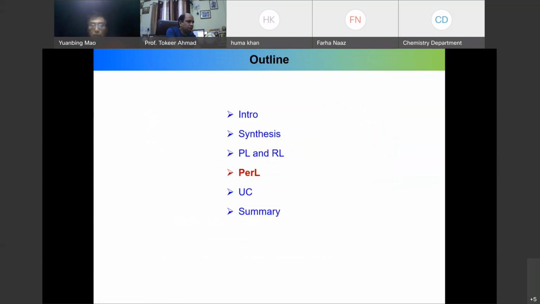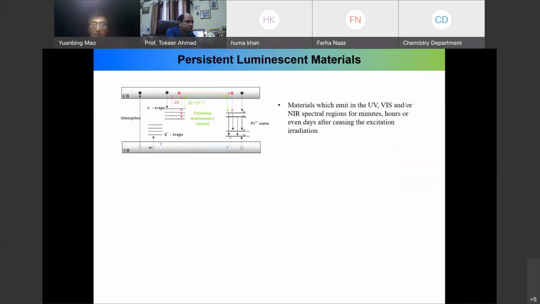Right, so the next one I want to show you is persistent luminescence. I think I need to cover it up a little bit. Luminescence in general is a process that happens in microseconds or nanoseconds. But persistent luminescence is different from that, okay? This type of material can emit light in the UV-Vis and near IR spectral region for minutes, hours, or even days after ceasing the excitation irradiation.